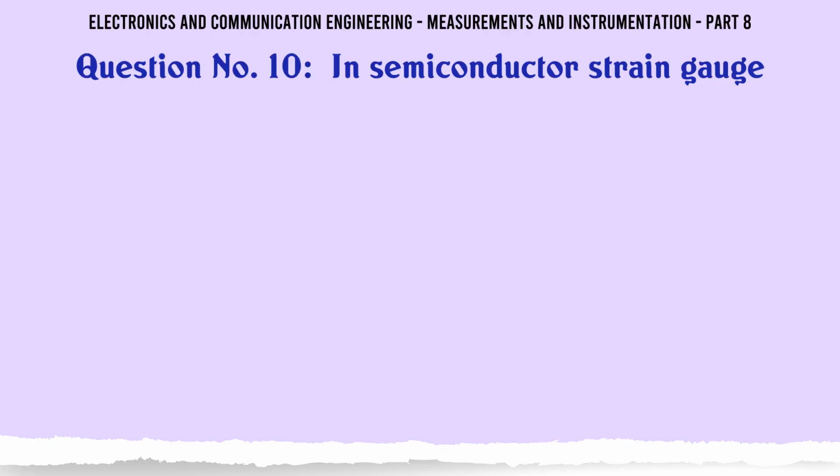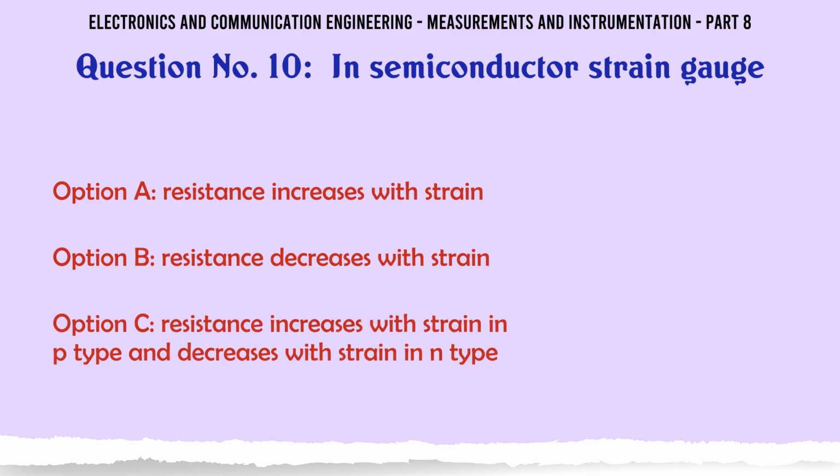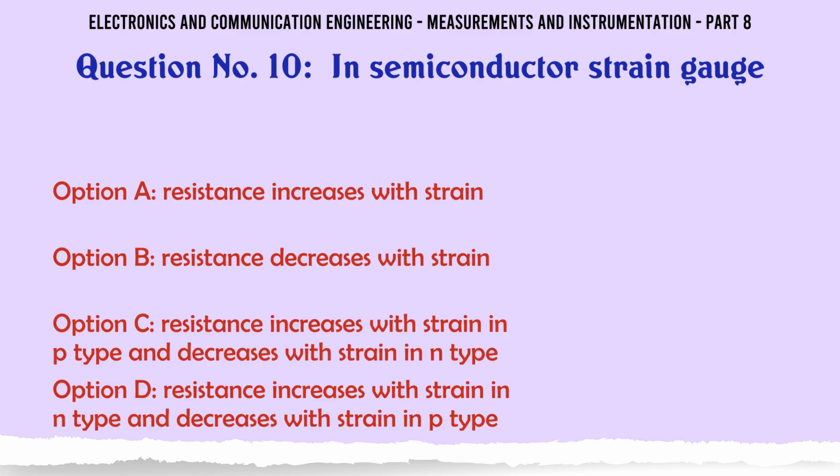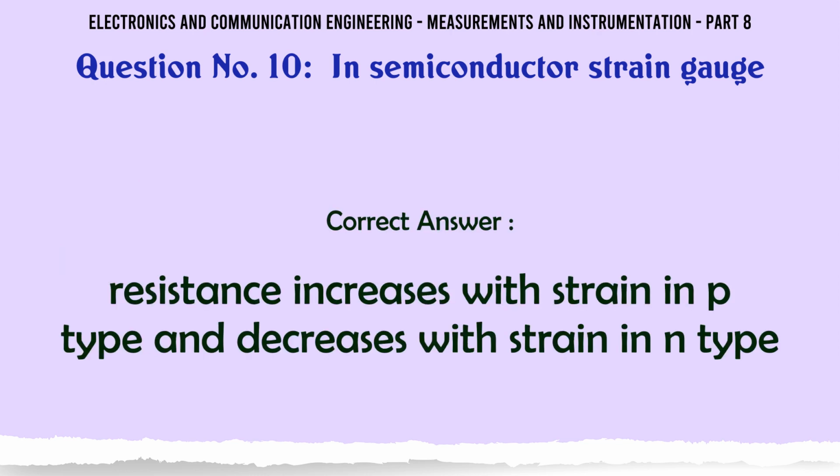In semiconductor strain gauge: A. Resistance increases with strain, B. Resistance decreases with strain, C. Resistance increases with strain in P-type and decreases with strain in N-type, D. Resistance increases with strain in N-type and decreases with strain in P-type. The correct answer is resistance increases with strain in P-type and decreases with strain in N-type.